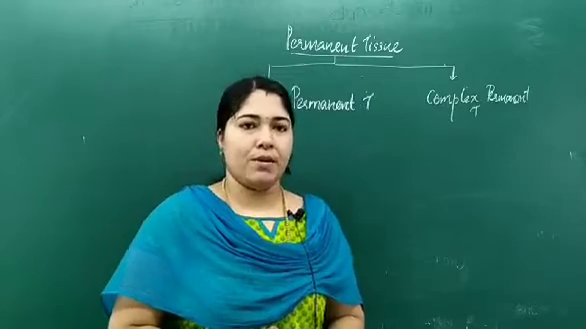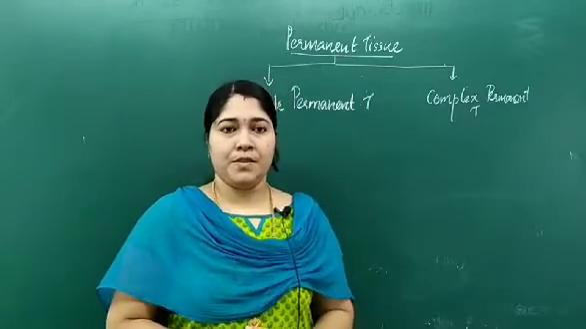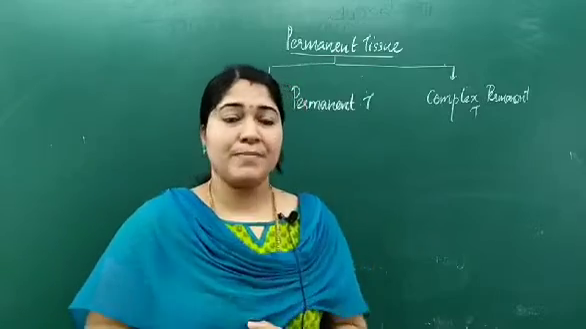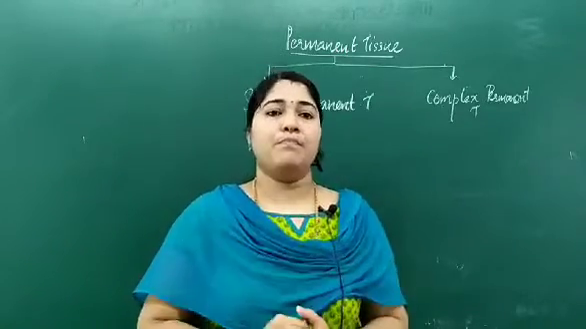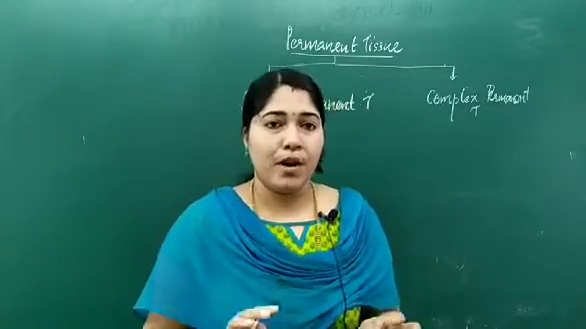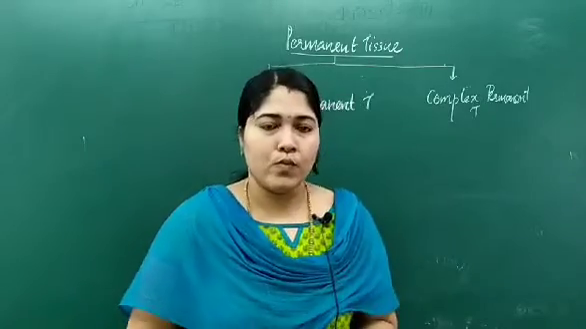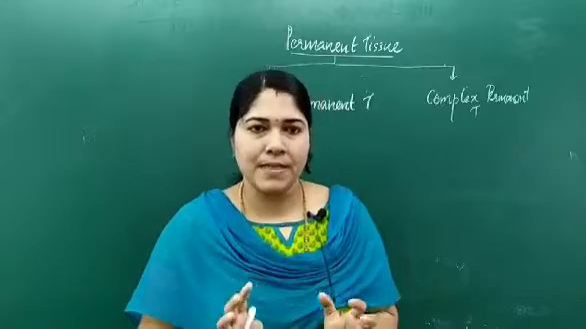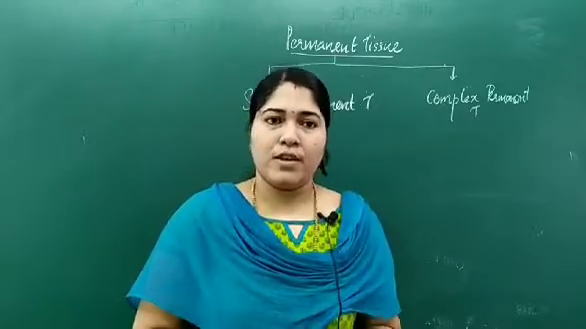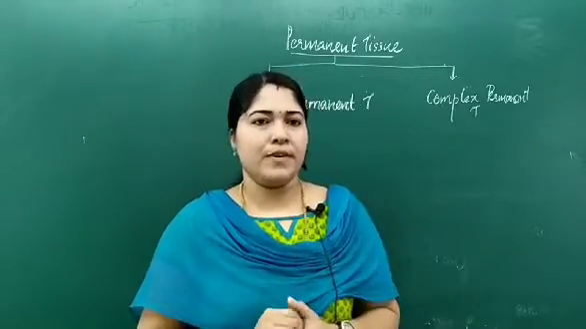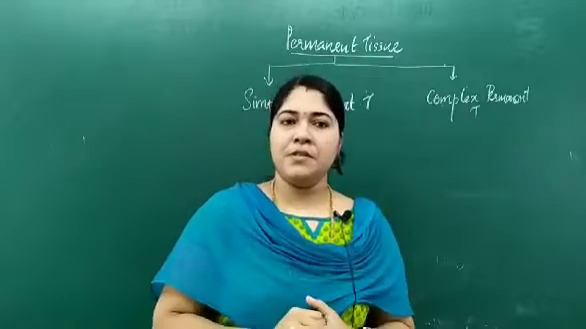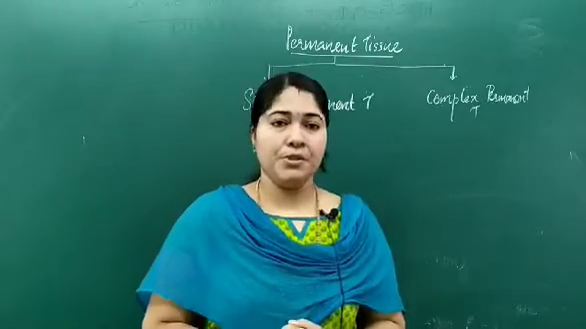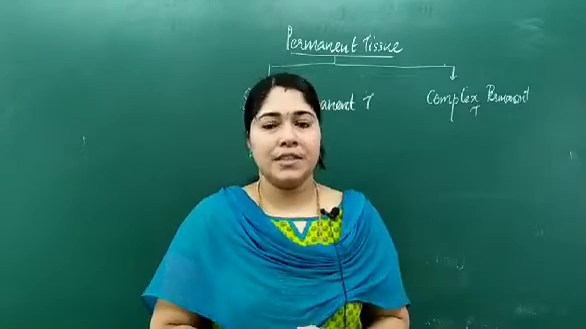In this section we will study simple permanent tissue. Simple permanent tissue means the tissue which is made up of similar type of cells. Same type of cells constitute the tissue, so we call it simple. From the word itself it is clear. Simple permanent tissues are again classified into two types.